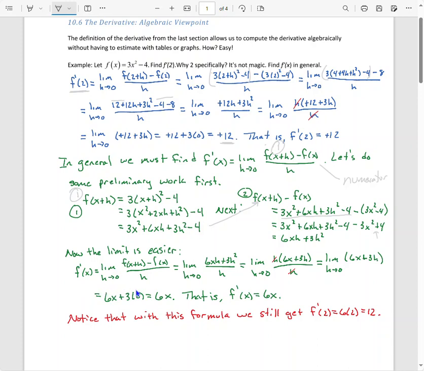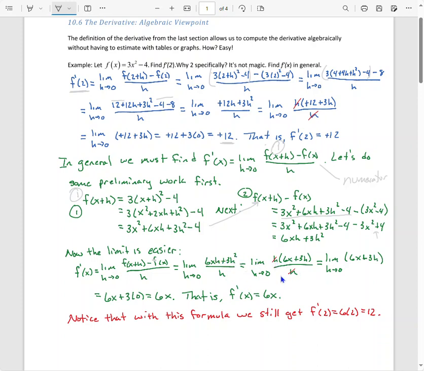I could write the definition, f prime of x is the limit as h approaches 0 of f of x plus h minus f of x all over h. And I know what that is. I already know what that whole numerator is in simplified version. Limit as h approaches 0 of 6xh plus 3h squared over h.